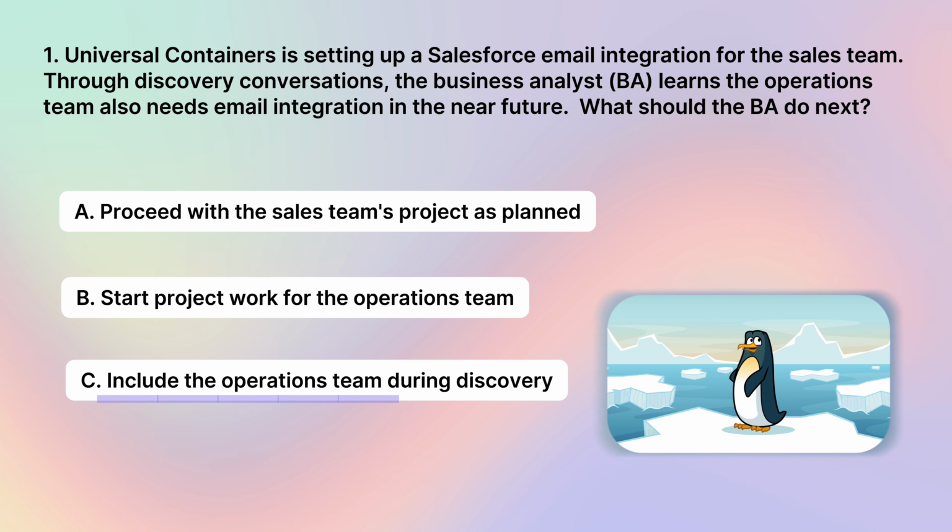The correct answer is C. Include the operations team during discovery. Salesforce's documentation highlights the importance of involving all stakeholders in the discovery process when setting up email integrations. By involving both the sales and operations teams during discovery, the BA can gather requirements and ensure that the eventual solution meets the needs of both teams. Option A, proceeding with the sales team's project as planned, would lead to a solution that may not meet the needs of the operations team. Option B, starting project work for the operations team, may lead to duplicative efforts or a solution that doesn't align with the overall company strategy.